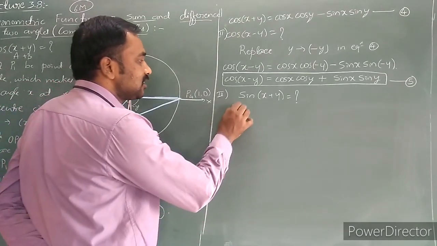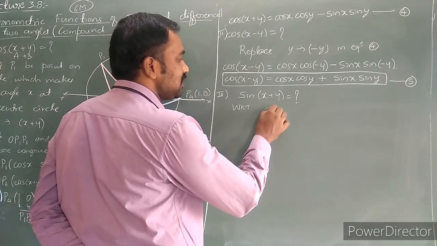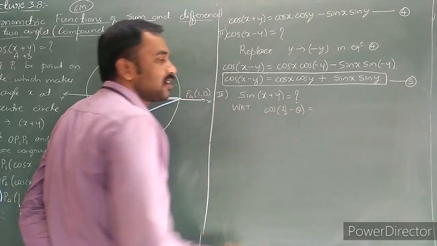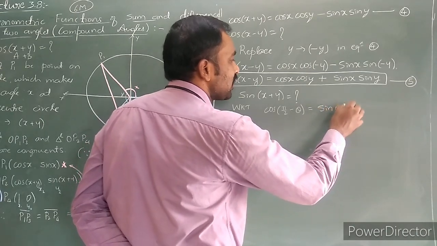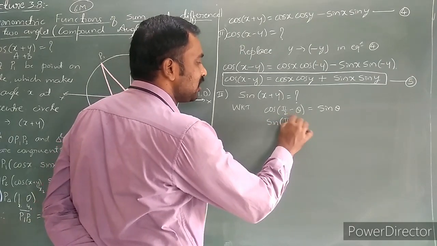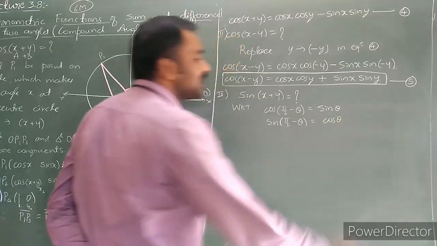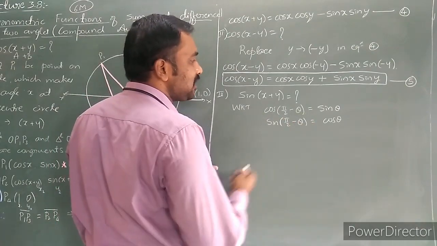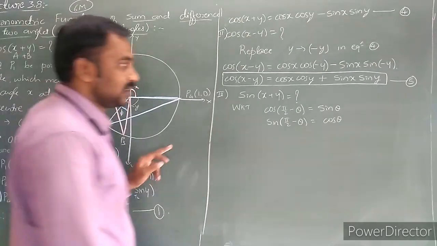As we know that cos of 90 minus theta, what is the cos of 90 minus theta? That is pi by 2 minus theta. What is the cos of 90 minus theta? Cos of 90 minus theta is what? Sine of theta. And sine of 90 minus theta is what? Sine of pi by 2 minus theta is equal to how much? Cos of theta. I am just going to use this condition: cos of 90 minus theta is equal to sin theta. I am just going to use it.